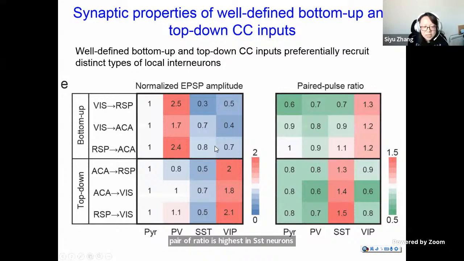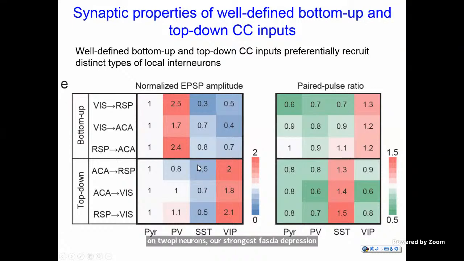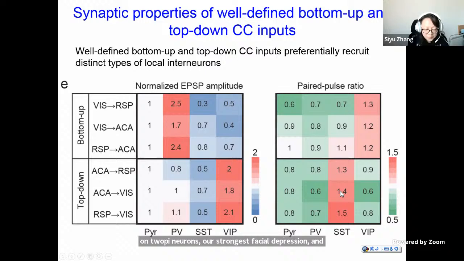This is a summary for all the intermodule inputs. The bottom-up inputs to PV neurons exhibited the largest amplitude, but rapid depressing of synaptic potentials, whereas the synapses onto VIP neurons are initially weak, but showing synaptic facilitation. In contrast, the top-down inputs onto VIP neurons were strongest but show depression, and those onto SST neurons were initially weak but show facilitation. Thus, well-defined bottom-up and top-down CC inputs preferentially recruit distinct types of local interneurons.